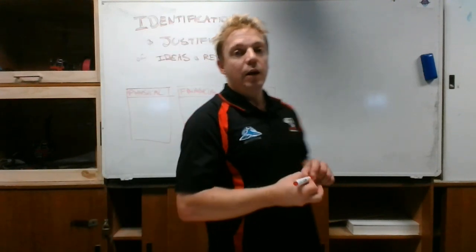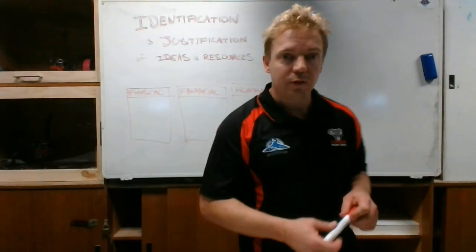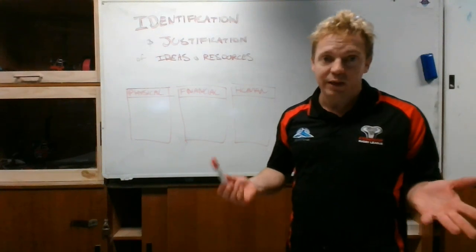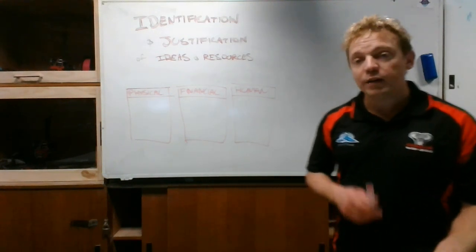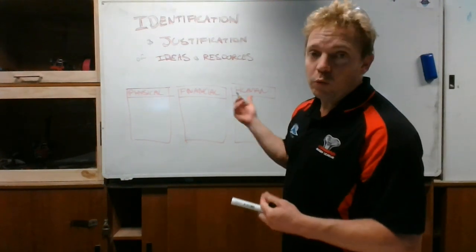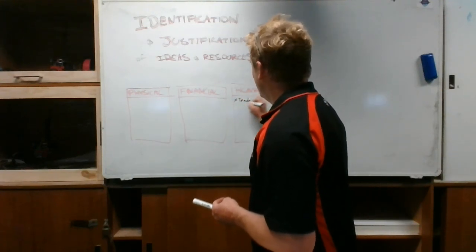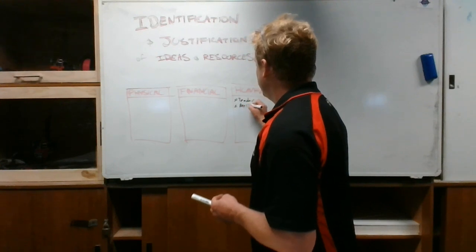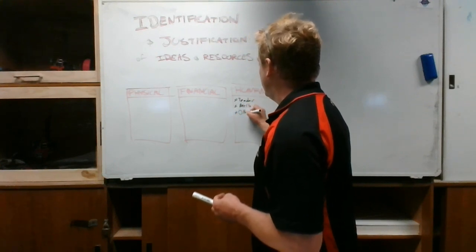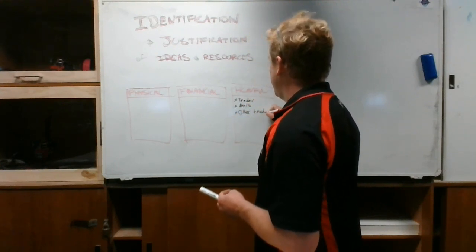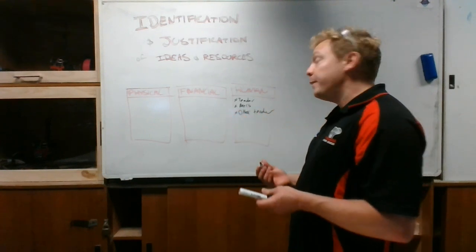Now, being able to identify resources is pretty straightforward. It's coming up with a list. So if we're thinking about human resources, who and what might they be? Your teachers is one. Your peers probably help you. Other teachers might help you out as well. Forgive my scribbly handwriting, but you need to listen, not watch this anyway.